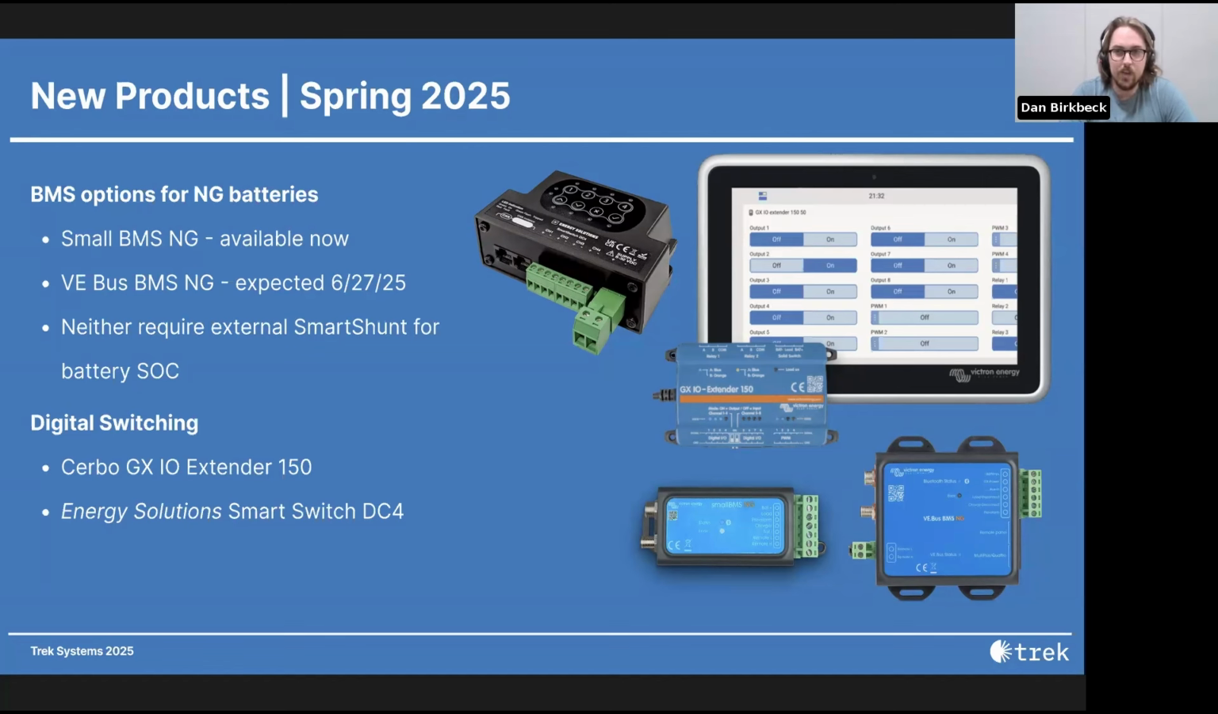In addition, these BMSs receive current and state of charge data directly from the batteries because of the NG battery's internal shunt. So there's no need for a separate smart shunt as a battery monitor anymore. So that's a really big improvement over the previous iterations. And Victron has also added two options for native digital switching on GX devices via the new switch pane. We've got the Energy Solutions SmartSwitch, which isn't an official Victron product, but is natively supported, and the GX IO Extender 150. And we'll get a little bit more into those in the coming slides here.